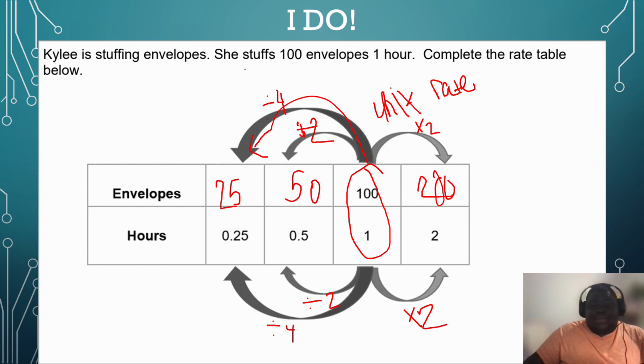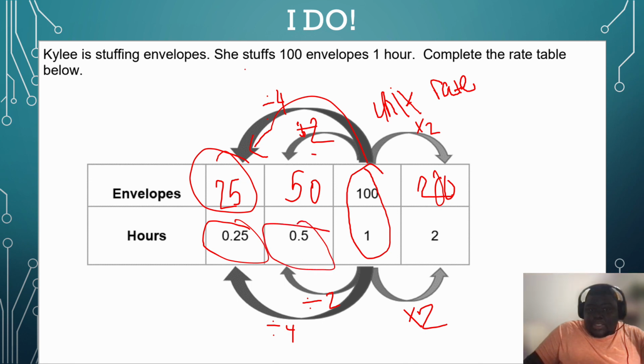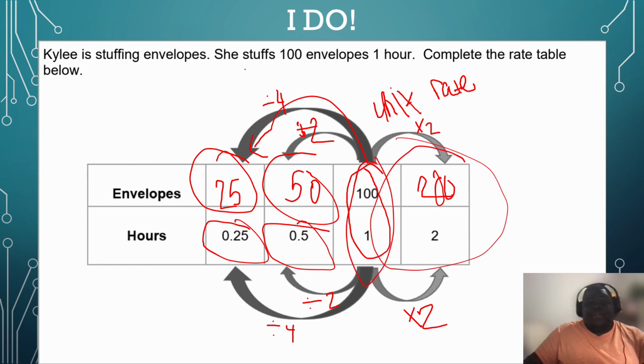So this is a rate table for you all. You can look at your math notes and your math journal. This is telling me that for every quarter of an hour, she gets 25 envelopes done. For every 30 minutes, she gets 50 envelopes done. For every hour, she gets 100, and for every 2 hours, she gets 200 done.